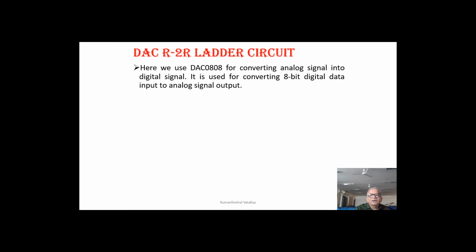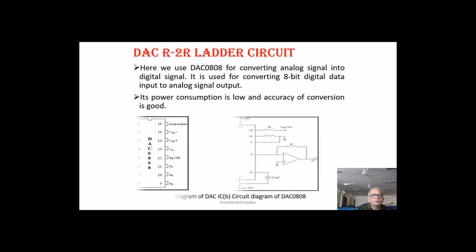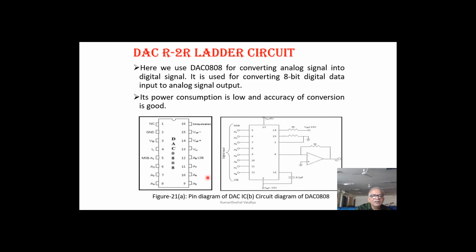Now we have used DAC 0808 for converting digital signal into analog signal. It is used for converting 8-bit digital data input into analog signal output. Its power consumption is low and accuracy of conversion is good. So DAC 0808 is an 8-bit DAC.